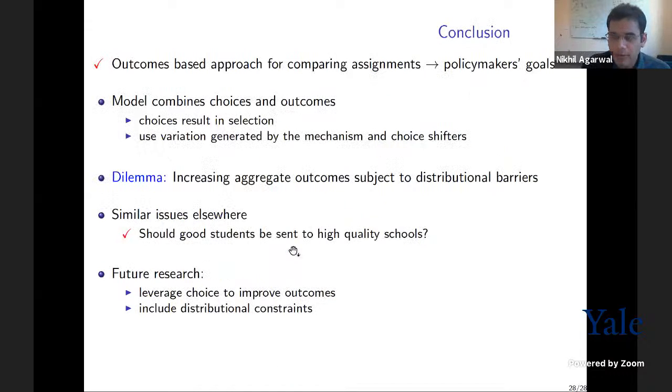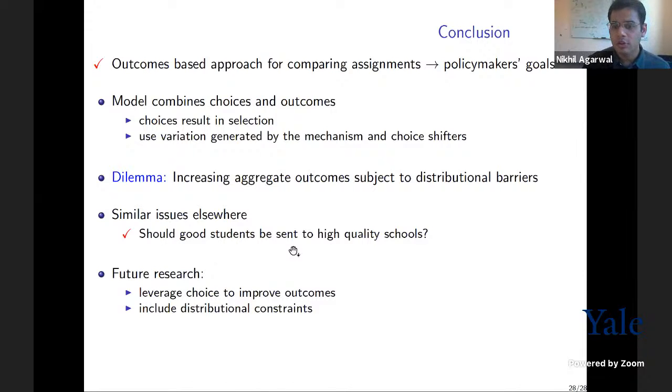So I'm ready to conclude now. In this paper, we proposed using outcomes as a basis for comparing various assignments. This is in line with the policymakers' goals of increasing, for example, LYFT in this setting. And in order to understand the effects of assignments on these outcomes, we needed to use a model that combined the choices with the outcomes that we observe, because choices result in selection.